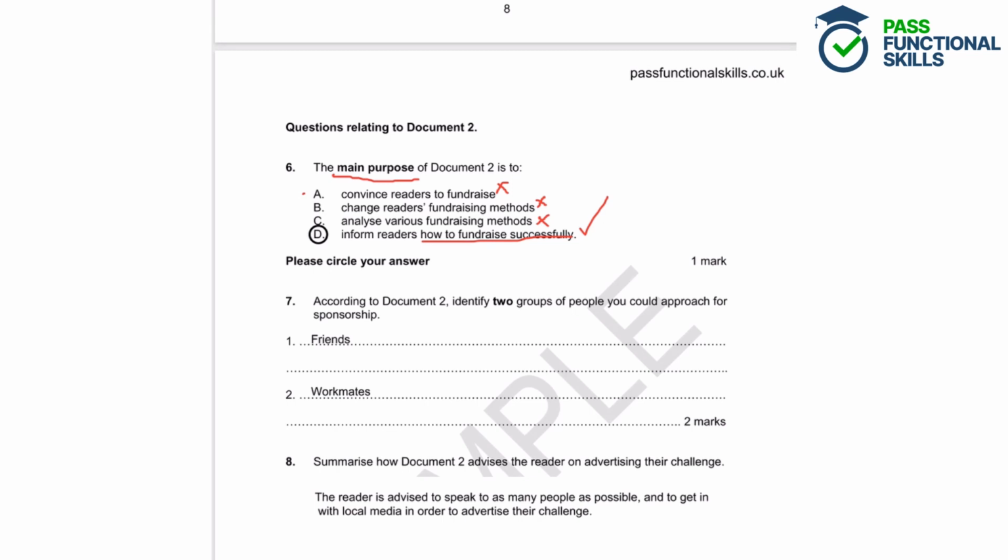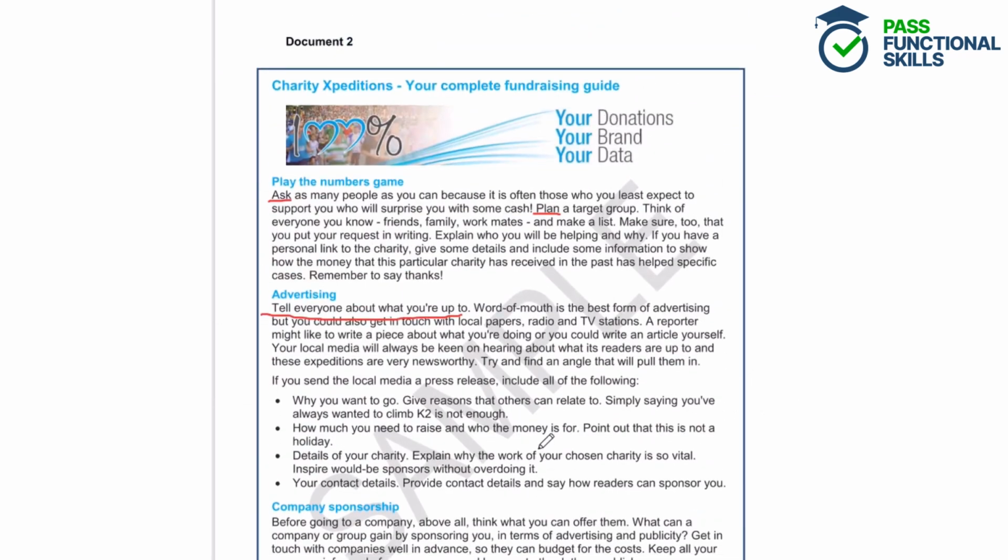Question 7. According to document 2, identify 2 groups of people you could approach for sponsorship. So we need to look in document 2 and find 2 groups of people that we could approach for sponsorship. So we'll scan the text for any mentions of sponsorship and then identify the 2 groups of people from the text.